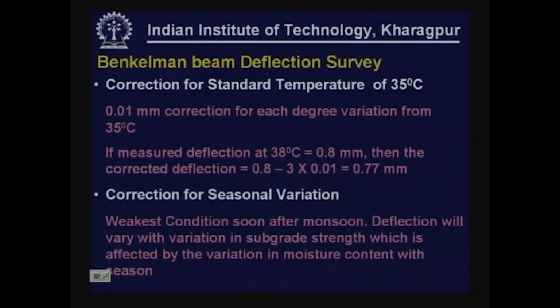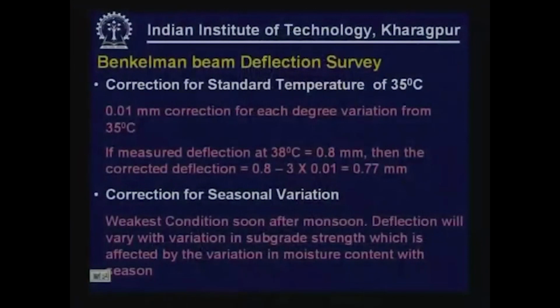For example, if the deflection is measured at 38 degree centigrade pavement temperature, and it is 0.8 millimeters, then the corrected deflection will be, because the deflection is measured at higher temperature than 35 degree centigrade, we have measured higher deflections, they have to be reduced to correspond to 35 degree centigrade. So, the corrected deflection will be 0.8 minus 3 into 0.01, that is a correction for each degree of difference in temperature, that is 0.77 millimeters.